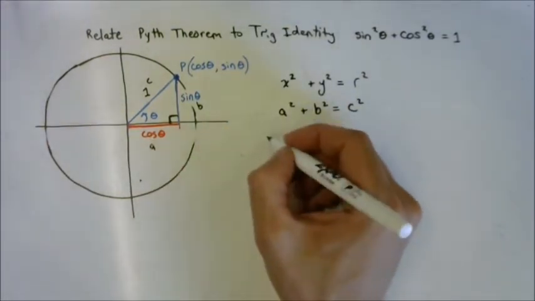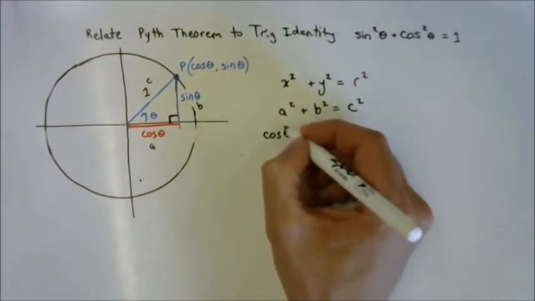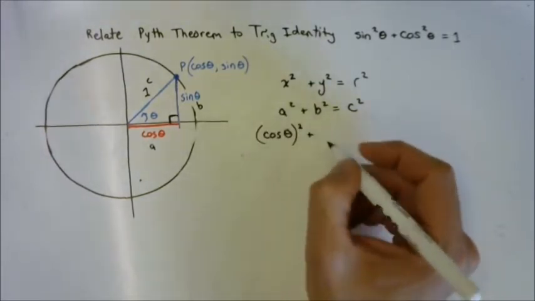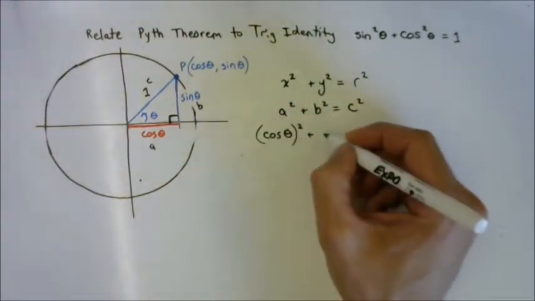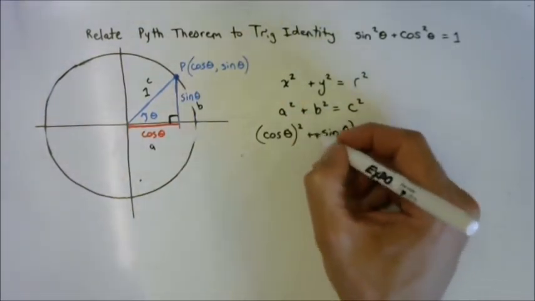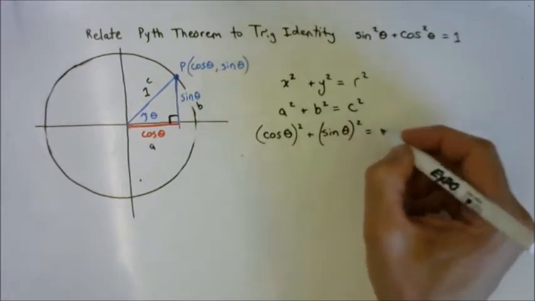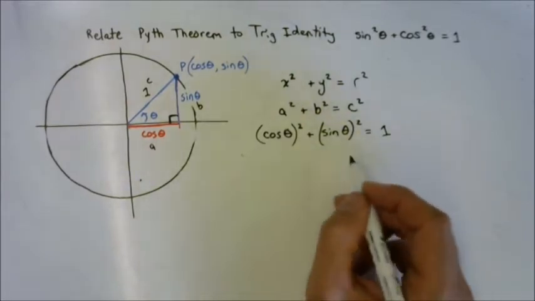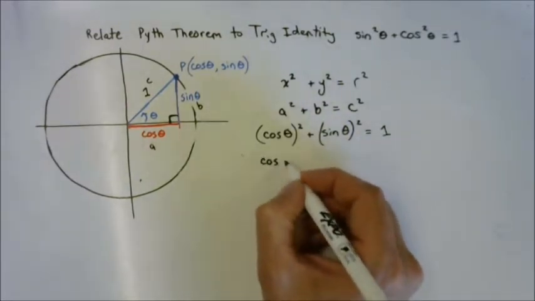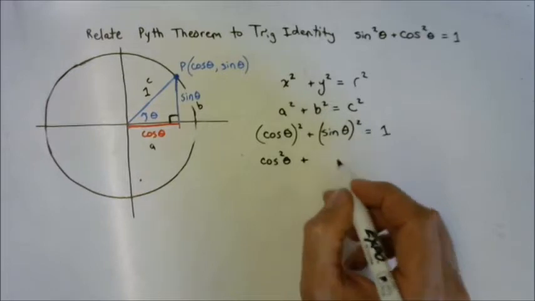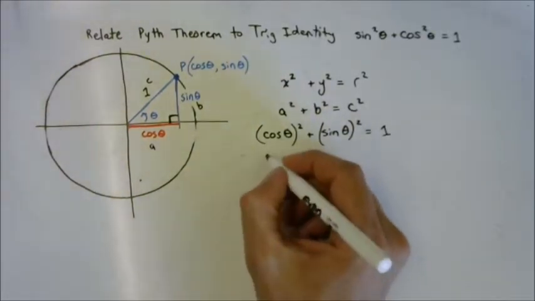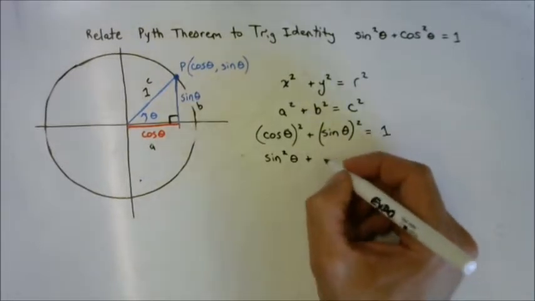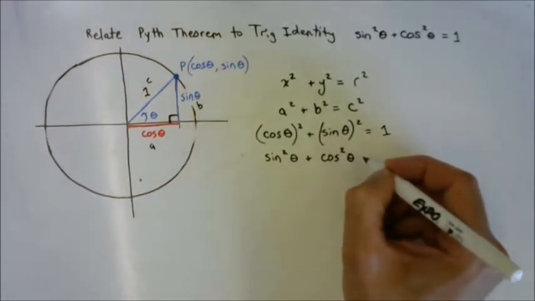Well, we know a is the value of the cosine of theta, and we're going to square that, and I'll rewrite it just this way first. And b is the sine of theta, and we're going to square that, and that's going to equal c squared, which is 1 squared, which is just 1. I'm going to rewrite that simplified. We've got sine squared of theta plus the cosine squared of theta equals 1, and I'm writing it with sine first because that's how it is in the identity.